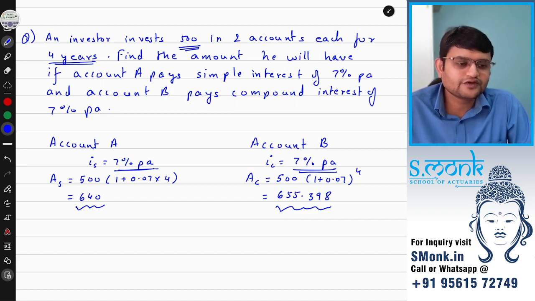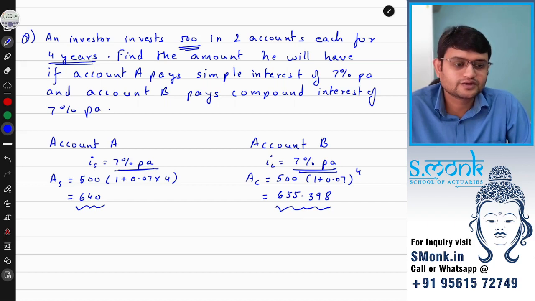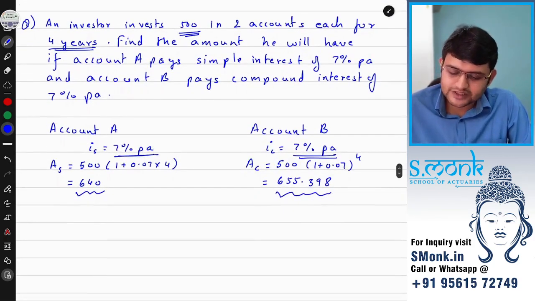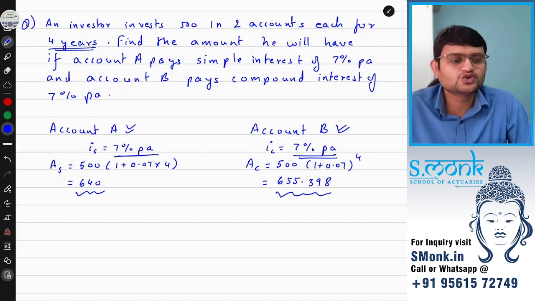Okay, Mohammed, you're saying different types of investment. Yeah, but why do we need different kinds of investment? Why can't there be only one kind of investment? Now, can you tell me which one would you choose? Let's say you had 500 rupees to invest in account A or in account B. Which one would you choose?